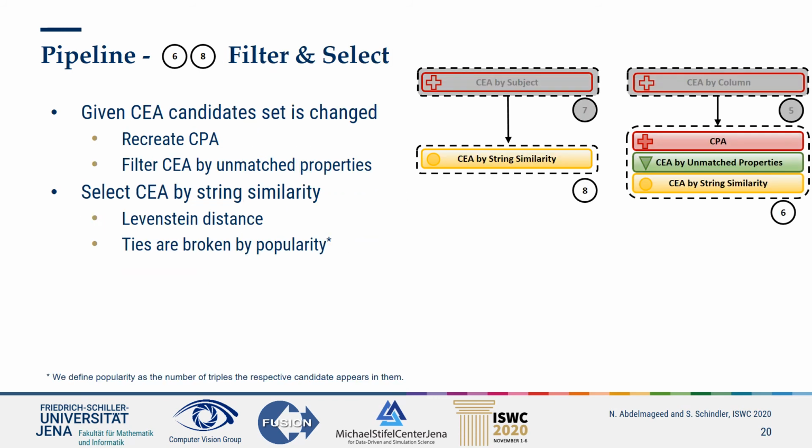For groups 6 and 8, we recompute the CPA and apply the unmatched properties filter, then we apply a selection by the string similarity. Ties are broken using popularity. We define the popularity by the number of triples that this candidate appears in.